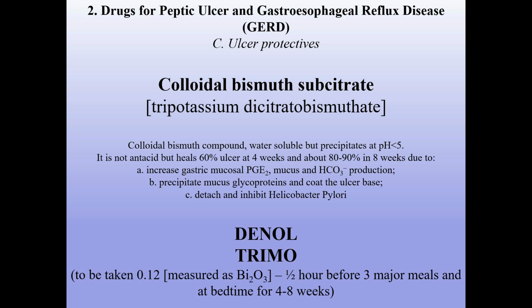to increased gastric mucosal prostaglandin E2, mucus, and bicarbonate production, precipitate mucus glycoproteins and coat the ulcer base, detach and inhibit Helicobacter pylori. The other trade name drugs, Denol and Trimo, to be taken 0.12, half an hour before 3 major meals and at bedtime for 4-8 weeks.